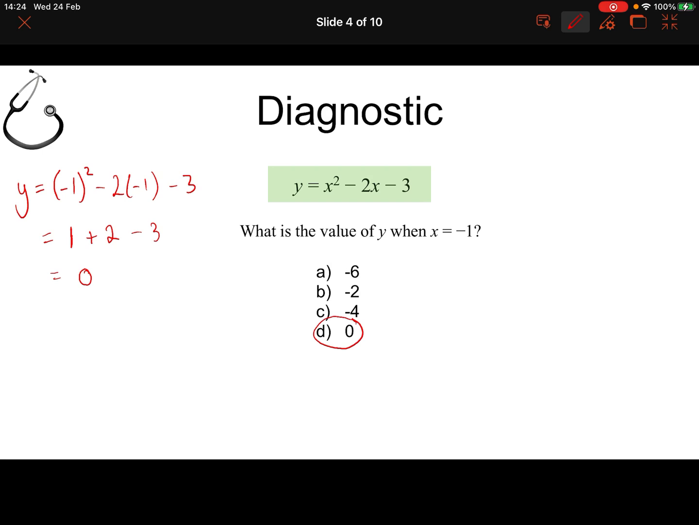So the answer is D. Okay? We have to be able to use BIDMAS effectively or we will get it wrong.